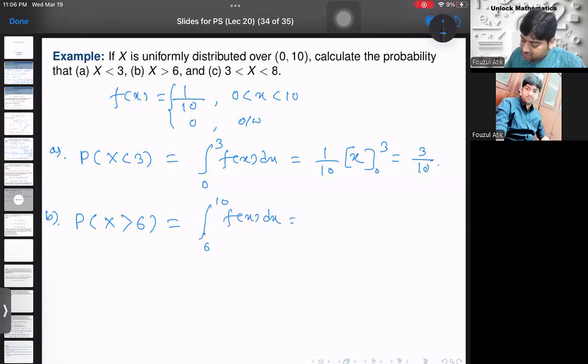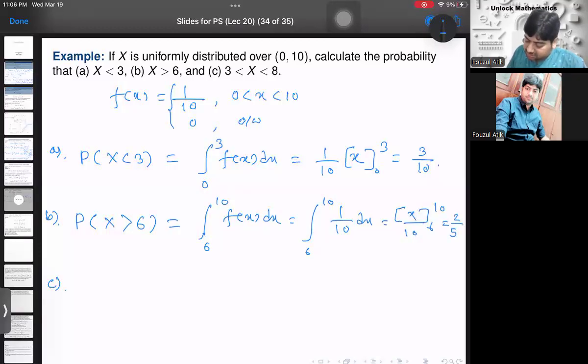And so for 6 to 10, I'll write down the integral of 1 by 10 dx, and therefore it is x by 10 between 6 to 10. And 6 to 10 means 10 minus 6, so 4 by 10, and if we just simplify, the value is 2 by 5. 4 by 10 means 2 by 5.